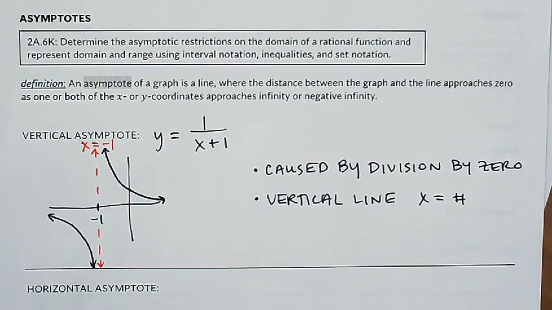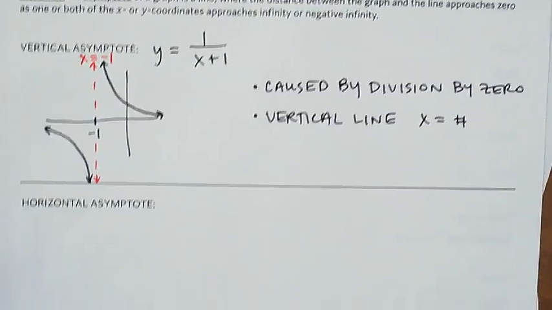Okay, so to recap, a vertical asymptote is caused by dividing by 0, and it's a vertical line, so it's going to have an equation like x equals some number.